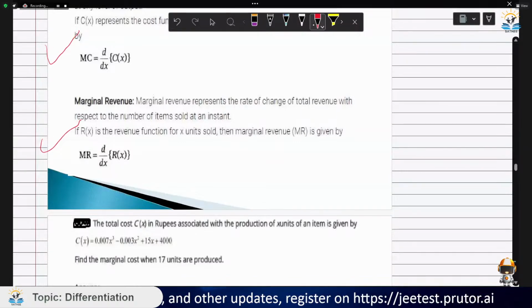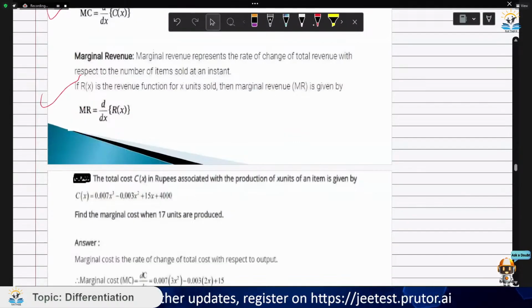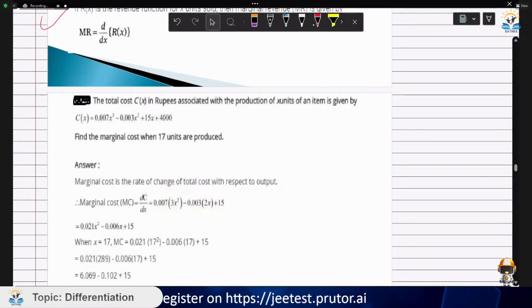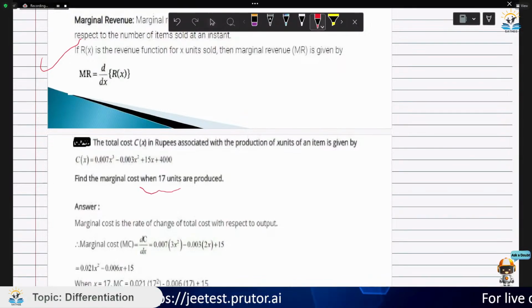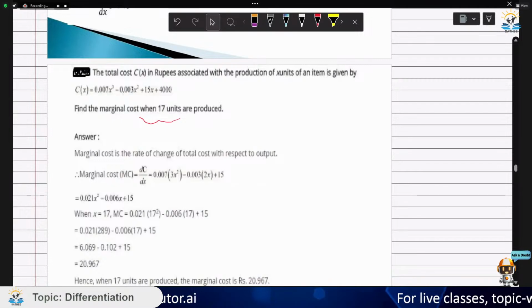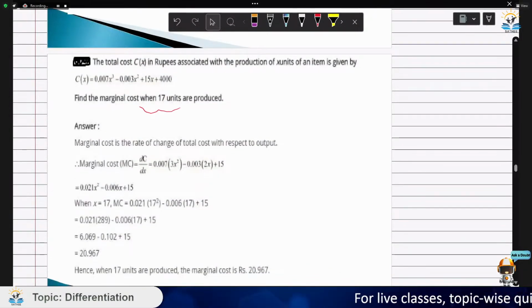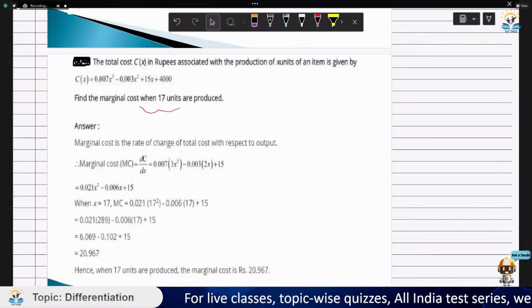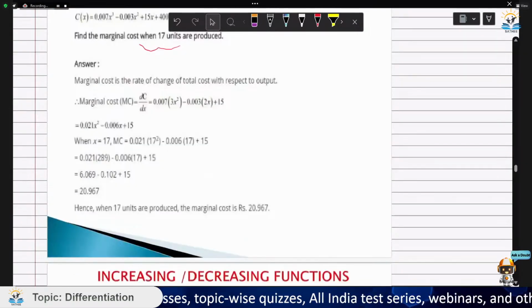Total cost C of x in rupees associated with the production of x units of an item is given by this. Find the marginal cost when 18 units are sold. If marginal cost has to be found out, we can differentiate C with respect to x, and get what they have done in the example itself. It's a direct example, and you can see what the application of derivatives looks like.